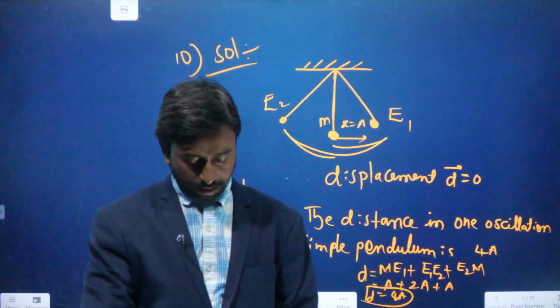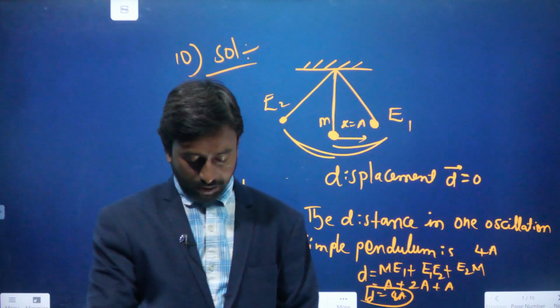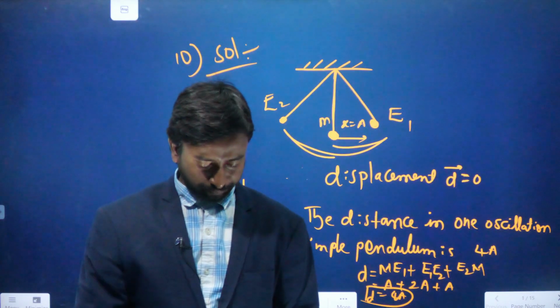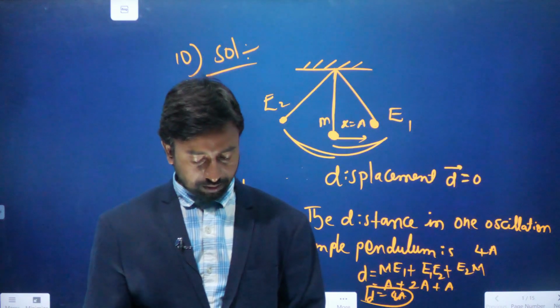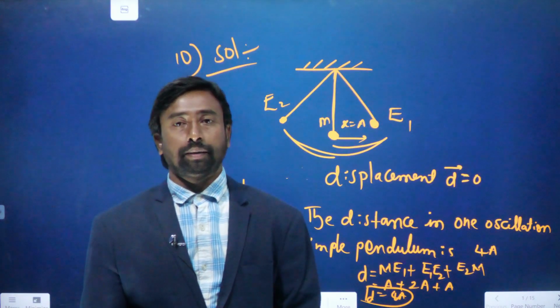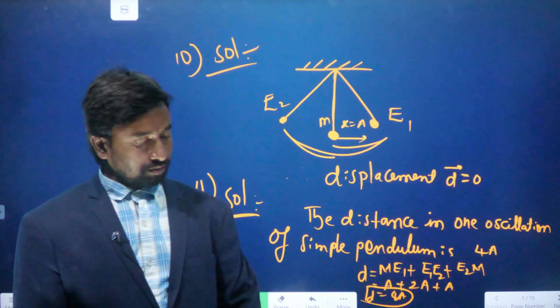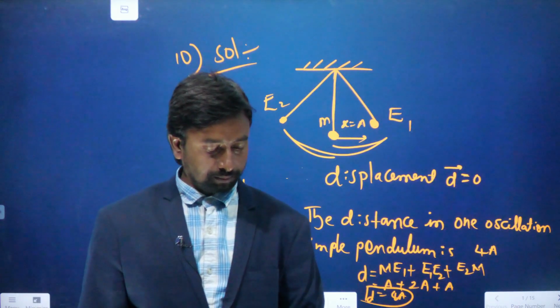Next, the 12th one: number of oscillations in 1 second. So that is called frequency. The number of oscillations per second is called frequency. So now we are going to see the exercise problems.